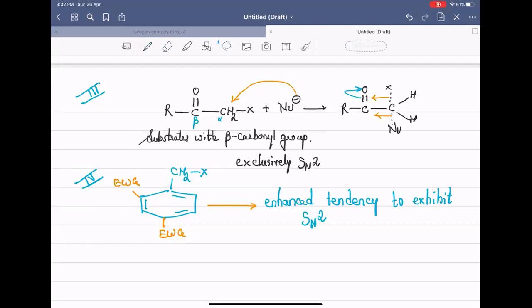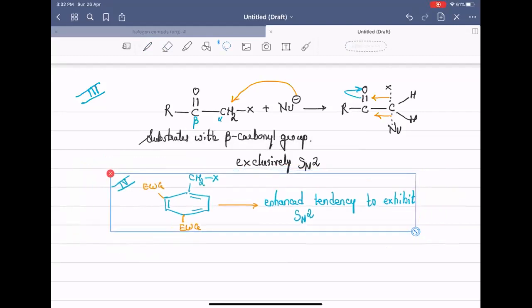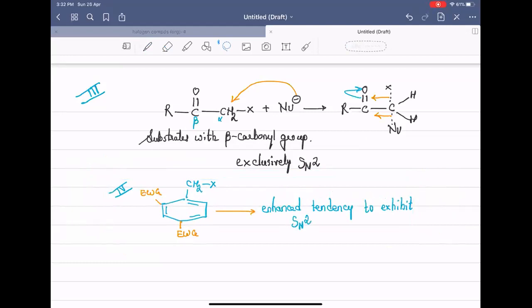Remember this, right? Why? Because electron withdrawing groups can pull electrons towards them. If they start pulling electrons towards them, this carbon, which is going to be pentavalent in the transition state, would lose electron density to these electron withdrawing groups, and hence SN2 is highly favored. So putting electron withdrawing groups on the ring would increase the tendency of showing SN2.